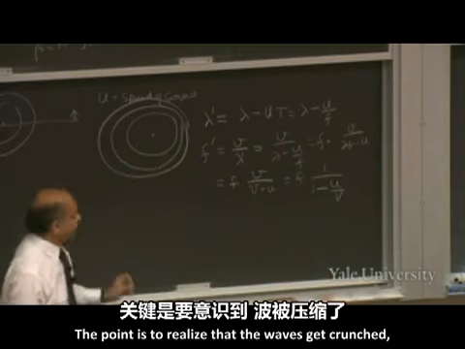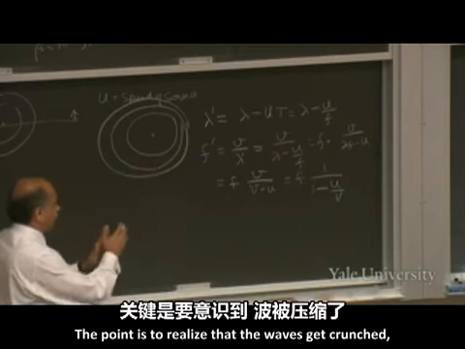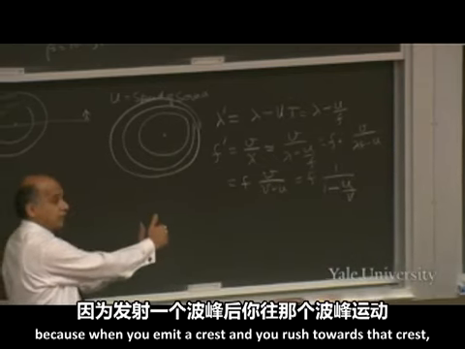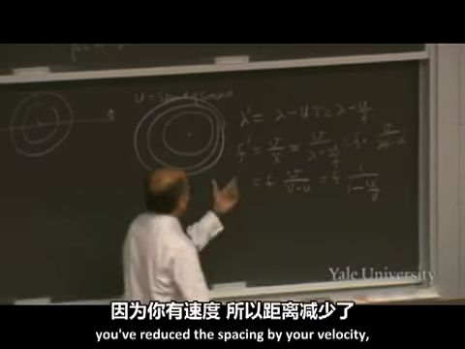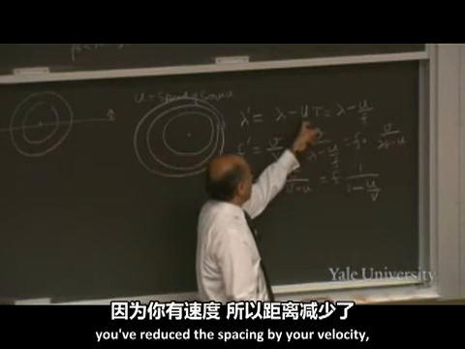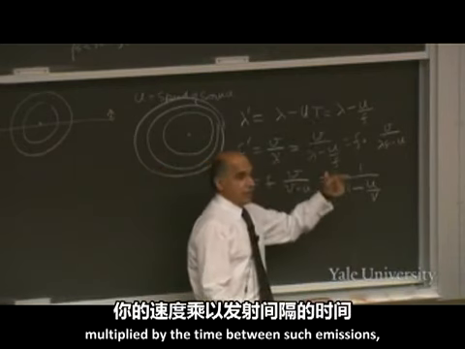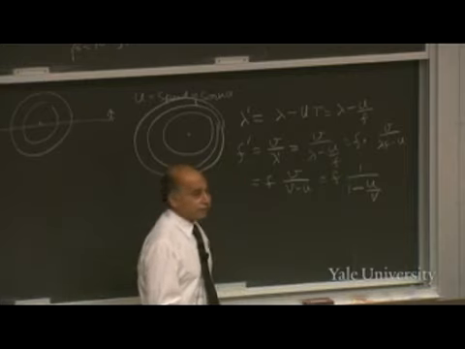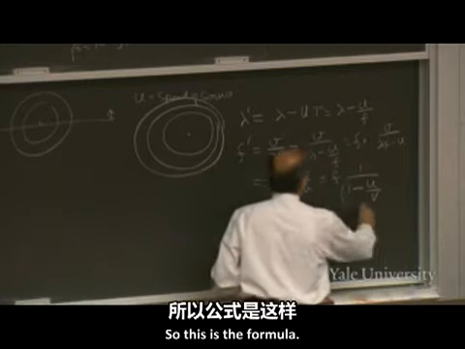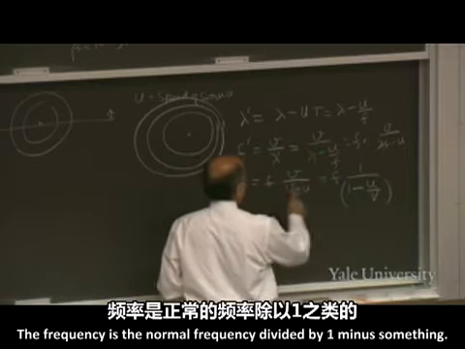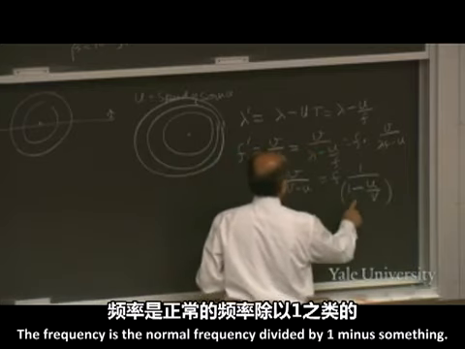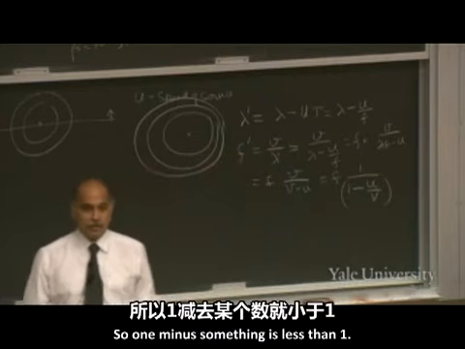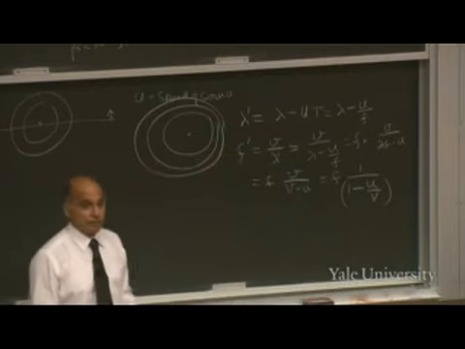The point is to realize that the waves get crunched because when you emit a crest and you rush towards that crest and emit the second crest, you have reduced the spacing by your velocity multiplied by the time between such emissions, which is the time of vibration of the siren. So this is the formula. The frequency is the normal frequency divided by 1 minus something. So 1 minus something is less than 1, so the frequency will go up.